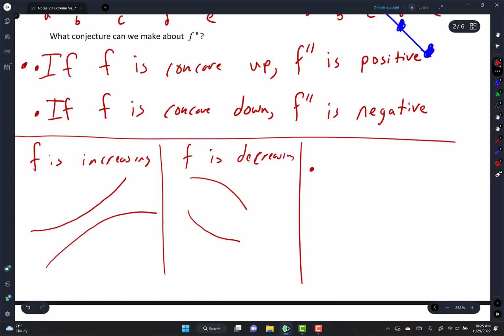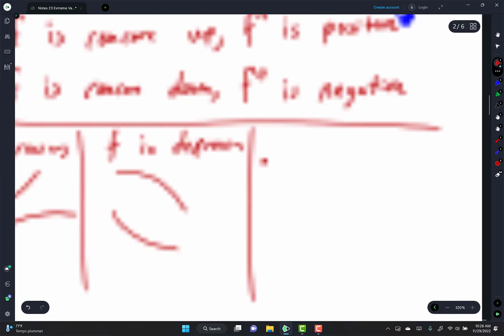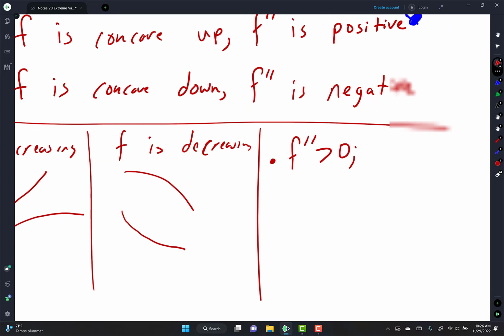I'm going to make a conclusion statement about what I wrote on the top. If f prime prime is positive, that's what that means. Semicolon. It means 2 things. What are the 2 things that it means? It means this. It means f prime is increasing.